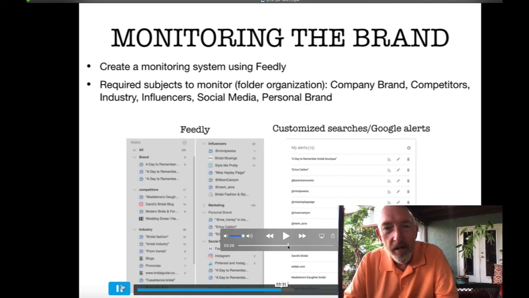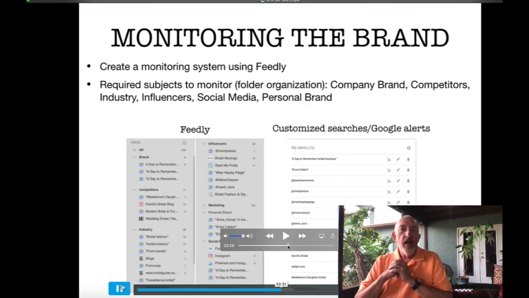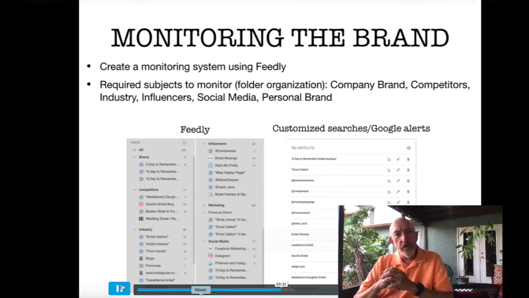All right, then we get into monitoring the brand. And this person chose to use Feedly, and then they also did customized searches with Google Alerts. Now, Feedly, you can search for different feeds in Feedly. Remember, Feedly's a reader. It's an RSS reader. And you can use keywords to find things that you're looking for inside Feedly.